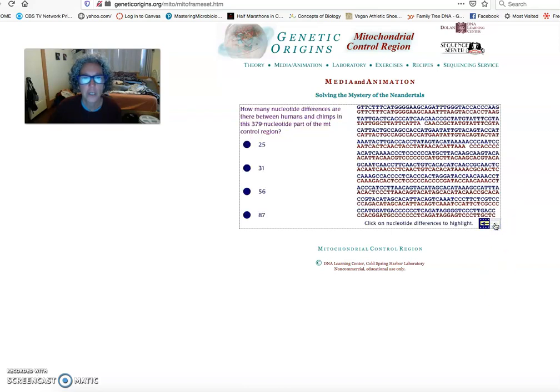Now this is an image of comparison between two DNA sequences. So even though there's two lines, this is not one individual's DNA base pairing. The top line is one individual in every row, and the bottom line is a different individual in every row. So it wants us to track the number of nucleotide differences between humans and modern chimps in this part where they've compared the sequences. And we click on nucleotide differences to highlight.